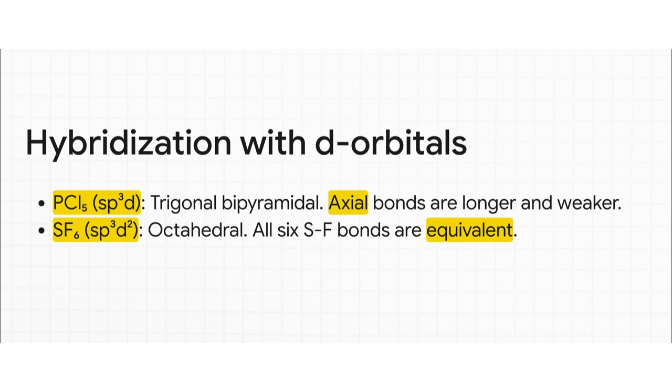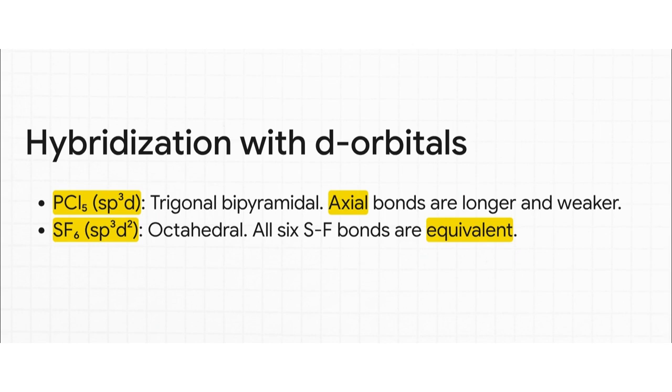Elements from the 3rd period onwards can also use their d orbitals. In PCl5, phosphorus is sp3d hybridized. Its shape is trigonal bipyramidal. And here's a very important exam point. In this shape, not all bonds are equal. The 3 bonds in the plane are called equatorial, and the ones above and below are called axial. These axial bonds experience more repulsion, so they are slightly longer and weaker.